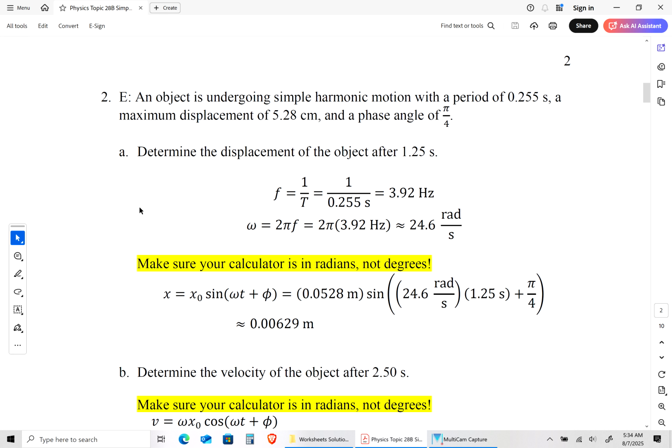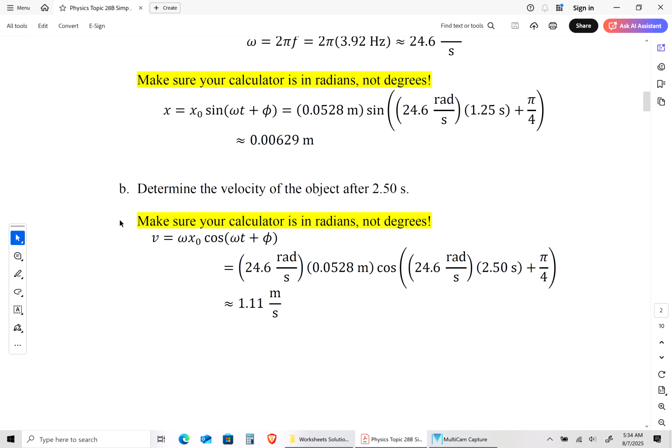So we solve for f, we solve for omega. You put it into this equation. And make sure your calculator is in radians. So we get a solution.